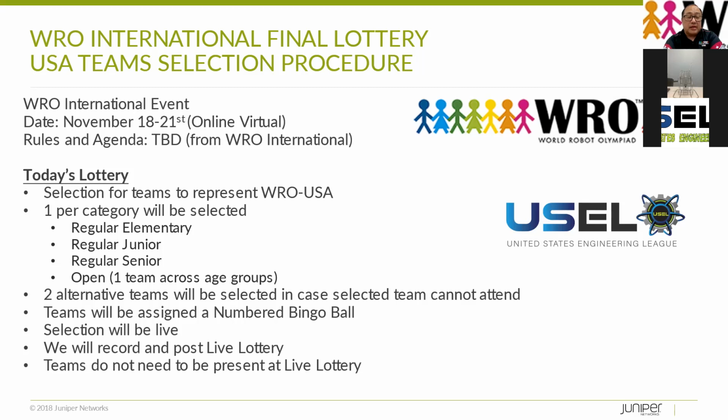The selection for today's teams will be done via a bingo ball system, which I will show you. What we're going to do is select one per category: one regular elementary team, one regular junior team, one regular senior team, and one open team across the age groups, okay? We will have two alternate teams also selected in case the teams cannot attend. So we'll be selecting three teams in total for each category. You'll be assigned a numbered bingo ball. So you're going to see how that works. And we will record this for you to see, if you want to see it again. You do not have to be present to be selected, and that's it.